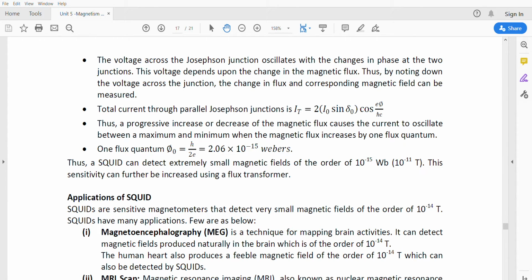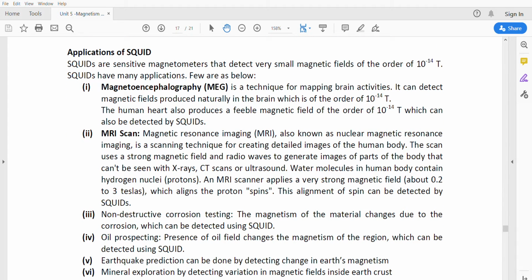So what are the main applications of this type of SQUIDs? SQUIDs are a type of sensitive magnetometers mainly used in the medical field for different types of scans. First one is the MEG scan. This is also said to be magnetoencephalography. So this is a type of scan used to understand the brain activities.